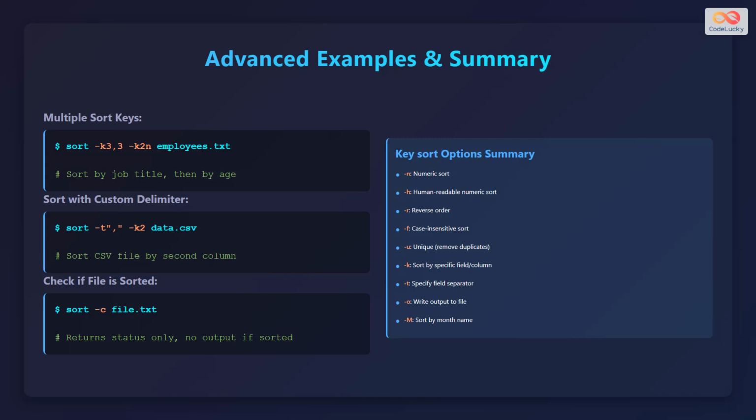Here's a summary of key sort options. -n is for numeric sort. -h is for human-readable numeric sort. -r is for reverse order. -f is for case-insensitive sort. -u is for unique, which means remove duplicates. -k is to sort by a specific field or column. -t is to specify a field separator. -o is to write the output to a file, and -M is to sort by month name.